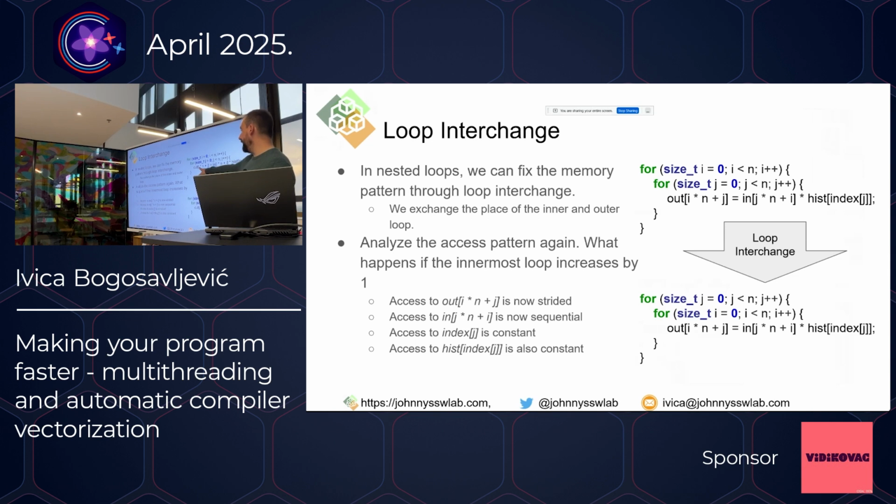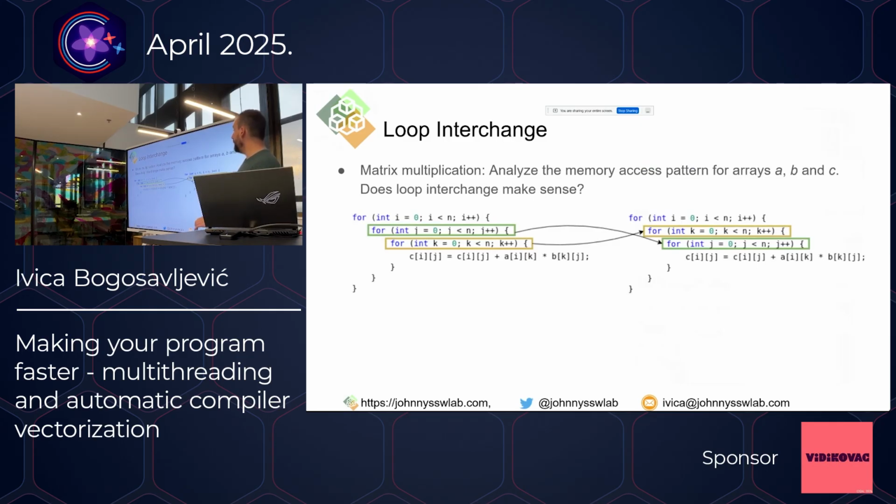Originally we had sequential, strided, sequential, random, and now we have strided, sequential, constant, constant. And this loop actually has better performance than the original one. Here is an example of matrix multiplication. I did the interchange of the outer and inner loop here. Now let's do the analysis. What is the access pattern? Let's do the first one here. What is the access pattern of C of ij in this?